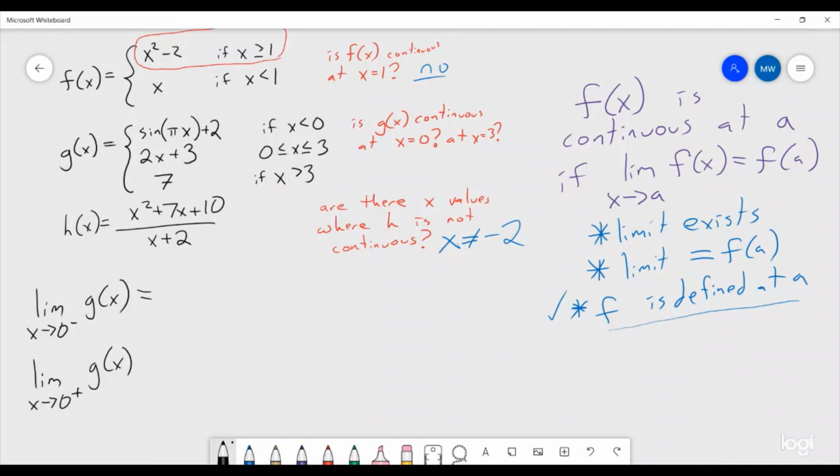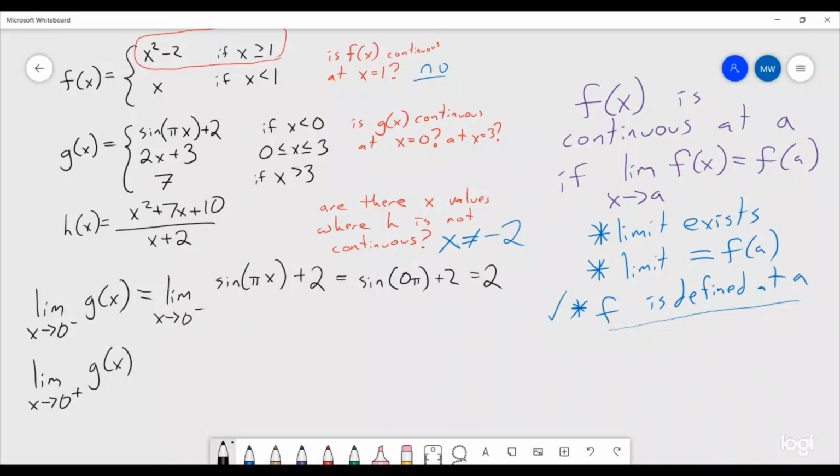So as it approaches 0 from the left, we're approaching from things that are smaller. So that's going to be the limit as x goes to 0 from the left of sine of pi x plus 2. Now, sine is one of those functions we're allowed to just plug into when we have a limit. So this is going to be equal to sine of 0 pi plus 2. Sine of 0 is 0. So this is equal to just 2. Okay? So we were able to calculate that one.